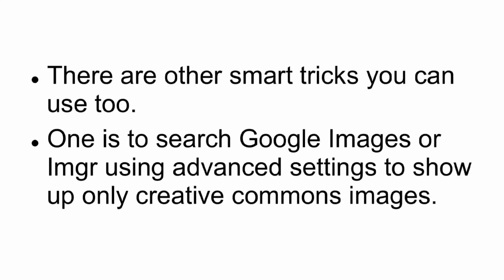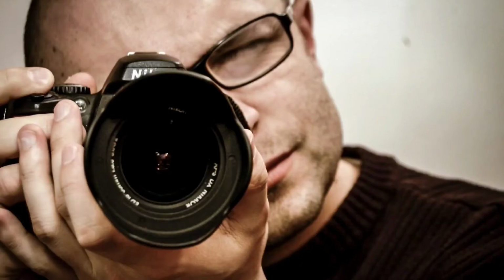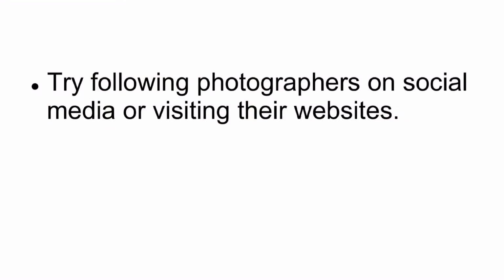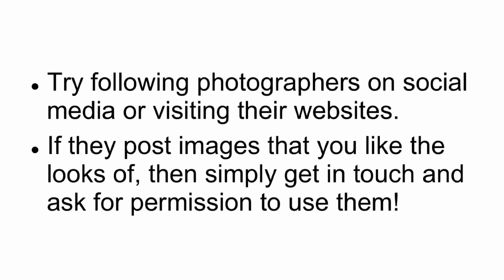Smart tricks. There are other smart tricks you can use too. One is to search Google Images or Imager using advanced settings to show up only Creative Commons images. Another useful strategy is to simply try reaching out to creators with images that you want to use. Try following photographers on social media or visiting their websites. If they post images that you like the looks of, then simply get in touch and ask for permission to use them.